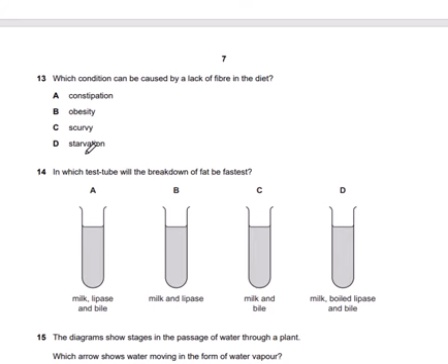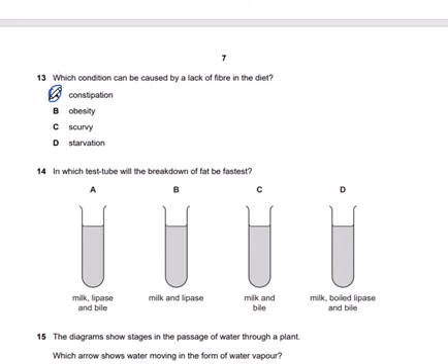Which condition can be caused by the lack of fiber? Constipation, and that's because fiber allows ease of movement of feces and other excretory products.